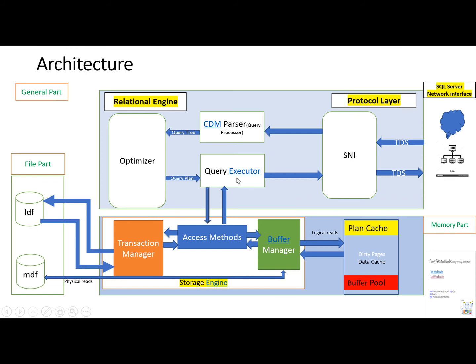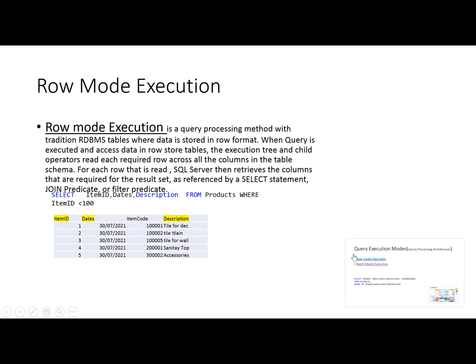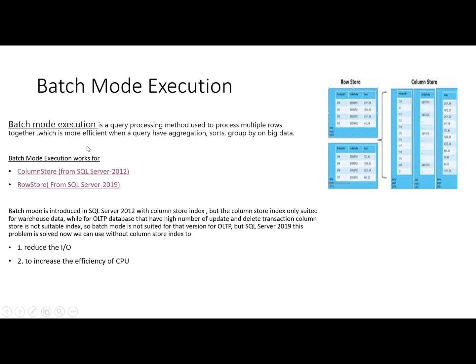When the query executor uses the row mode execution method, which is the traditional method available in all versions, it will process the data row by row. And the latest method is the batch mode execution. The batch mode execution was introduced in SQL Server 2012. In this mode, the data will be processed in the form of batches.